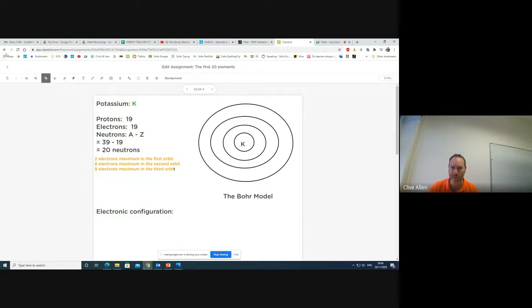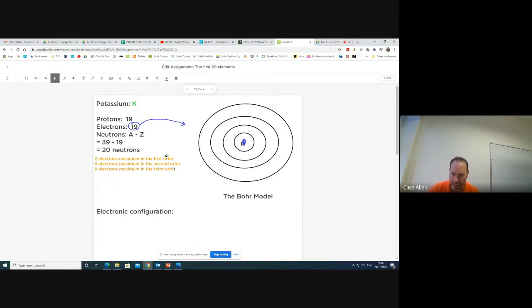So what I want to do with the Bohr model, the Bohr model is showing electrons only. I'll change this color to a nice blue color. So electrons only. We don't care about protons now. We don't care about neutrons. They're inside here, so we don't care about that. We're looking at electrons only. Electrons go on the orbits. Okay, so we have 19 electrons to put on.